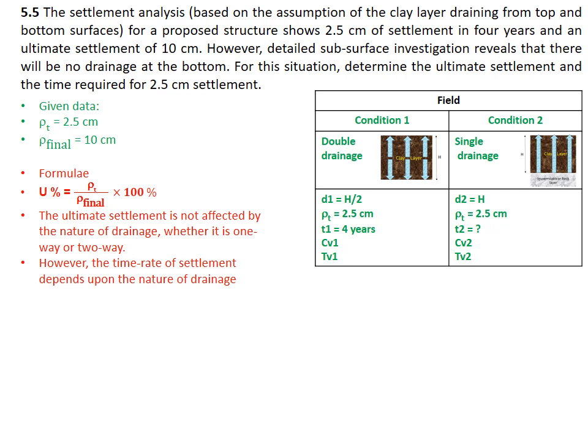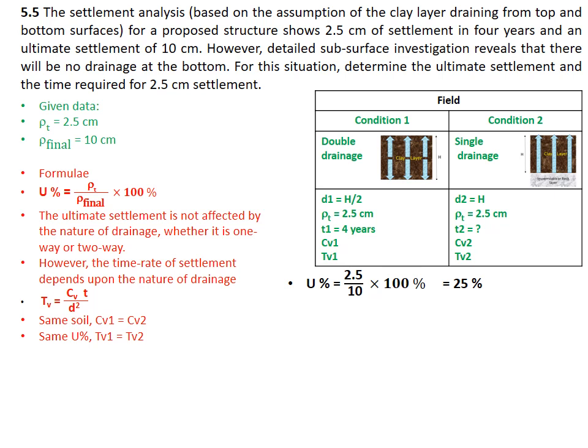And the next line is the time rate of the settlement depends upon the nature of drainage. So there comes the TV1. For double drainage it will take lesser time, and for single drainage it will take more time. Now the formula we know with time is TV equals CV T upon D square. We have same soil, so CV1 equals CV2, and same degree of consolidation U, so we have TV1 equals TV2.